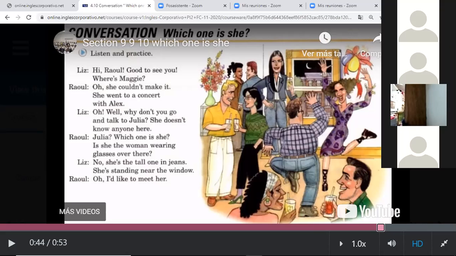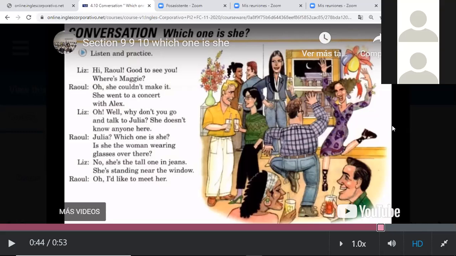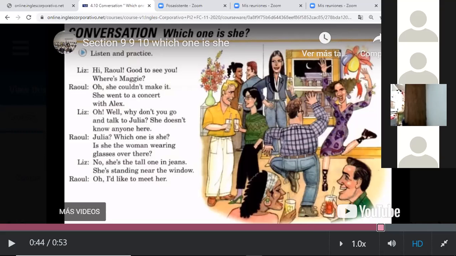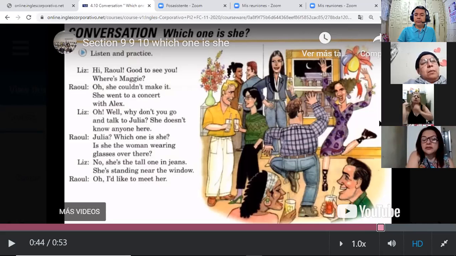Hi, Raul. Good to see you. Where is Maggie? Oh, she couldn't make it. She went to a concert with Alex. Oh, well. Why don't you go and talk to Julia? She doesn't know anyone here. Julia, which one is she? Is she the woman wearing glasses over there? No, she's the tall one in jeans. She's standing near the window. Oh, I like it to meet her.